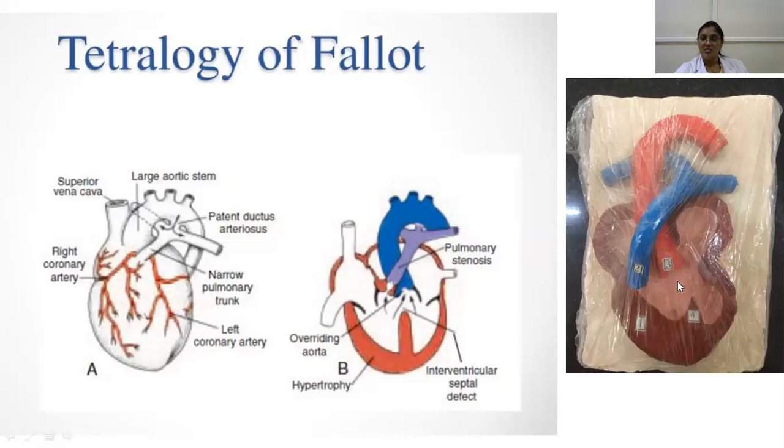And you can see the aorta is directly over the septal defect. So this is called the overriding of the aorta. So these are the four conditions: pulmonic stenosis, right ventricular hypertrophy, ventricular septal defect, and overriding of the aorta. These four together come under tetralogy of Fallot. You can see the same here.